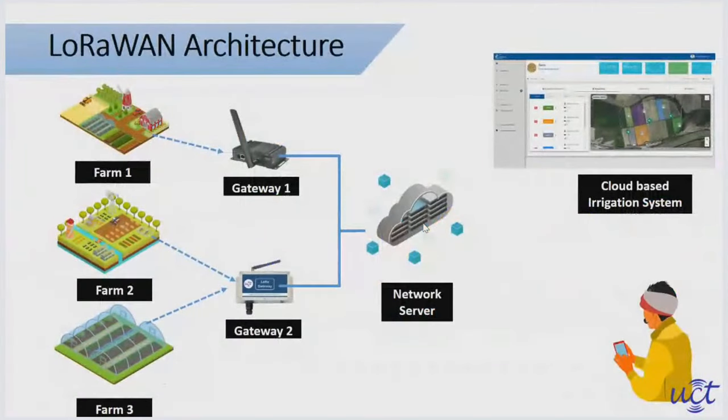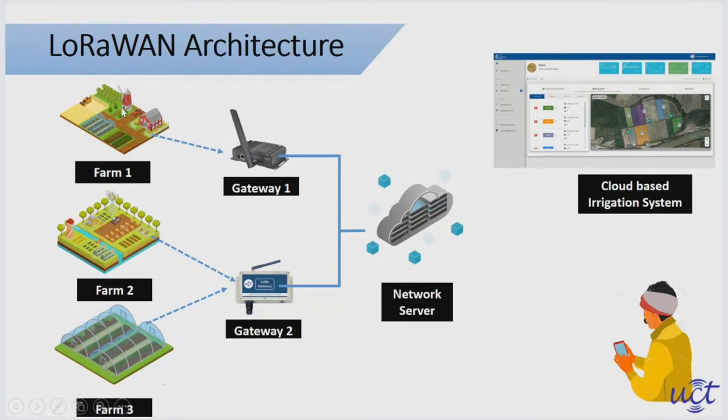So here is the architecture of a LoRaWAN network, showing how LoRaWAN can be implemented on farms. Here you can see there is one farm, another farm, and another farm, and they are connected using a LoRaWAN gateway, and only here do we need internet. The farms don't need internet, so we don't need to do the cabling everywhere. All the cabling only needs to be done here.